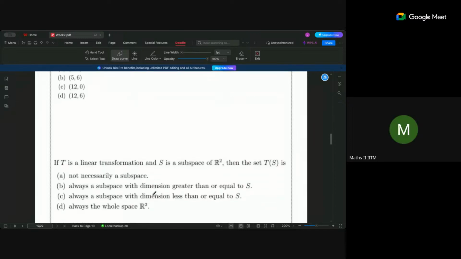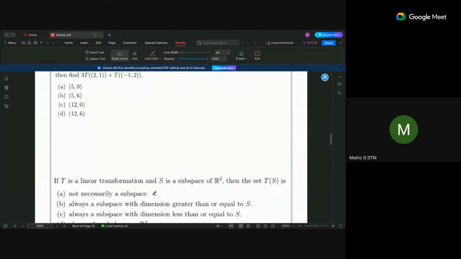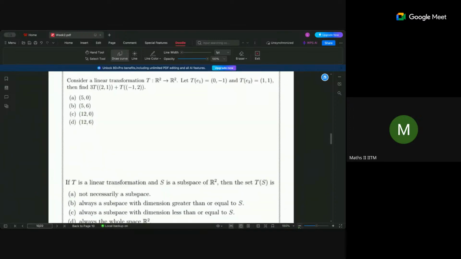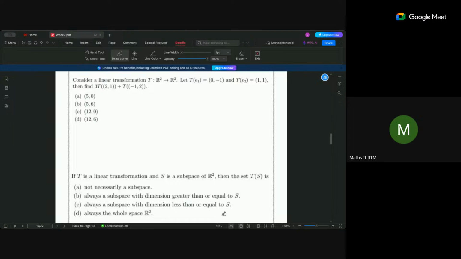So now here are some exercises. I'll give you maybe 5 minutes. Try to do these two exercises by yourself. I'll just give 5 minutes. Everyone try to solve these problems. We'll discuss after 5 minutes. Everyone should do this. Very basic exam problems only. Try to do it yourself.